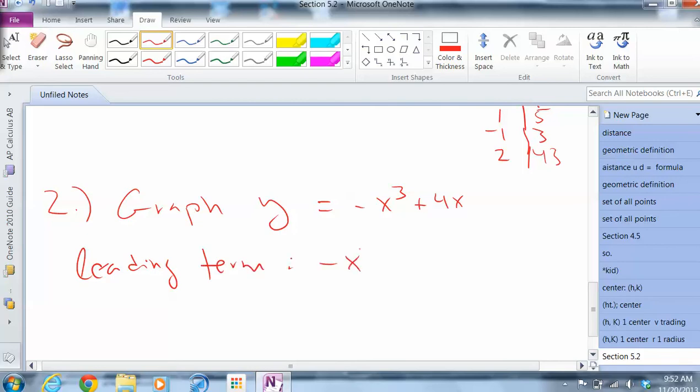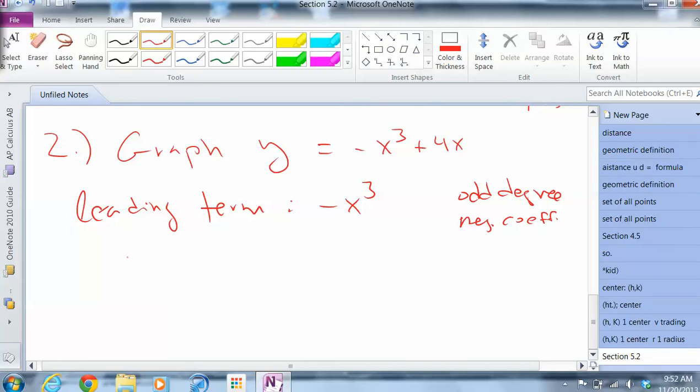Is negative x cubed. That's an odd degree with a negative coefficient. So if we think about it, if I were to plug in a large number for x, y would be negative, right? If I plug in a negative number for x, y would be positive. And remember, the leading term always dominates all the other terms. The other terms totally pale in comparison to the leading term.